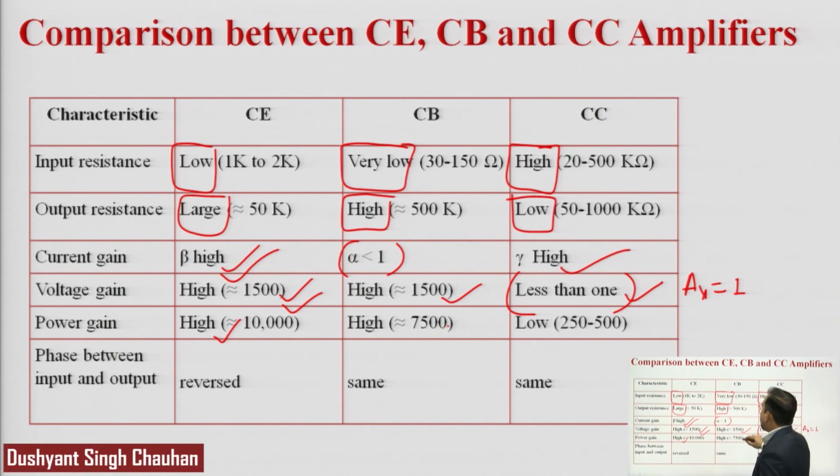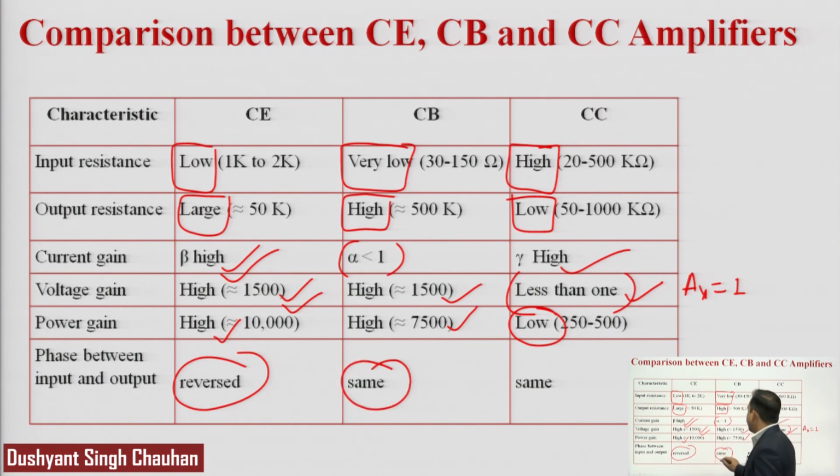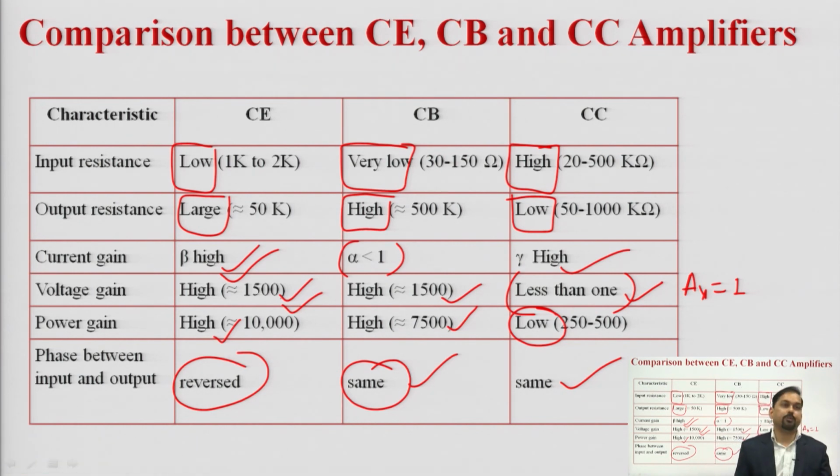Again, the power gain is high for common base and low for common collector. As for the phase, there is a phase difference for the common emitter configuration, while the output wave and input wave are in the same phase for both the common base and common collector configurations. So, these are the comparisons between all three configurations: the common emitter, common base and common collector configuration.